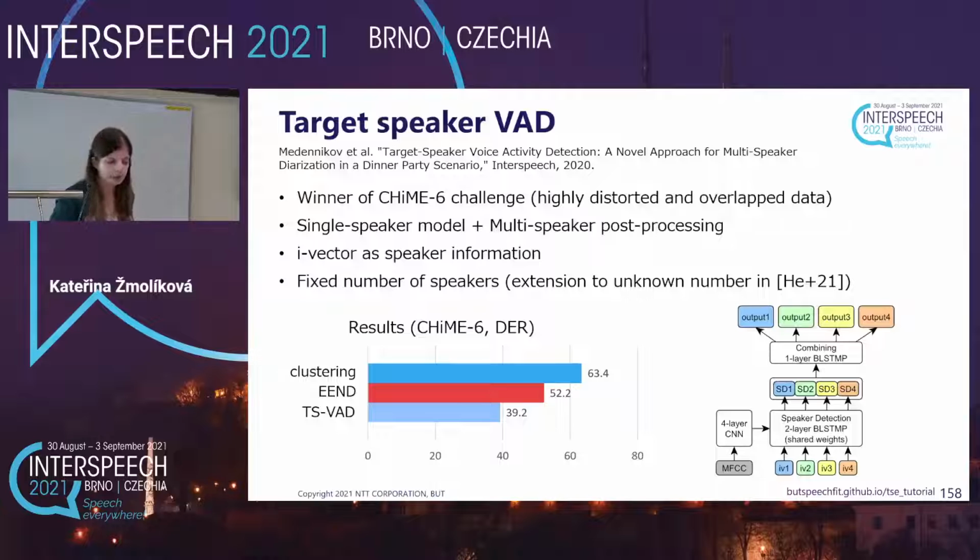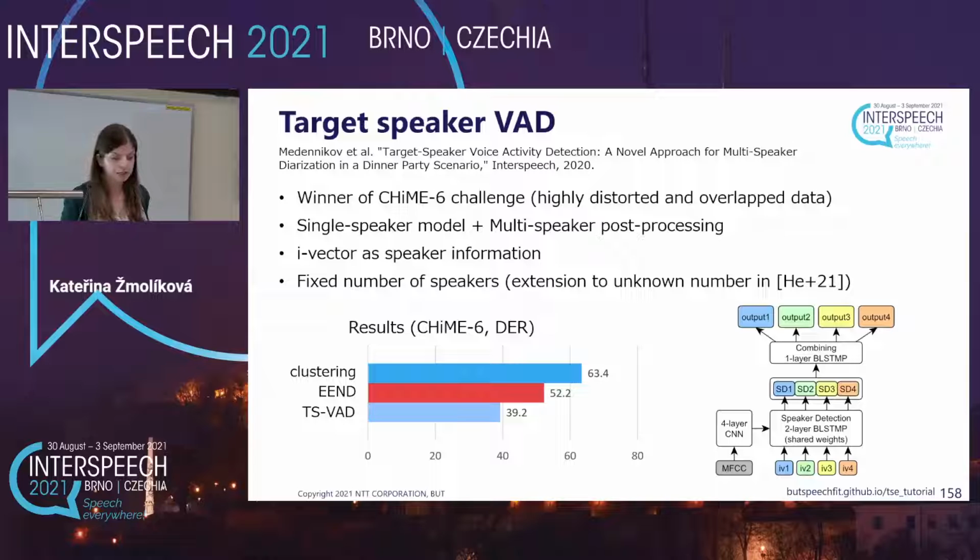A work called Target Speaker VAD built upon this and was applied also on data with a lot of overlaps. Target Speaker VAD was developed for the CHiME-6 challenge, which contains very highly distorted and also very highly overlapped data, and it was very, very successful in this challenge. It had the best diarization, I would say, by far compared to the other participants.